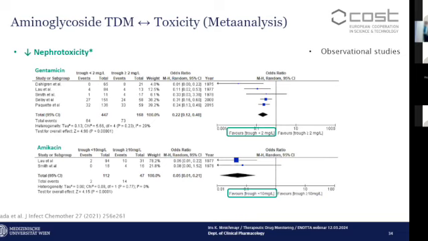There are several meta-analyses that have investigated the impact of TDM on outcomes, as shown here for antibiotics. Significant impact has been demonstrated mainly for toxicity outcomes, as you can see here for aminoglycoside TDM and nephrotoxicity. And here nephrotoxicity was significantly less if the drug concentration remained below a toxicity threshold.